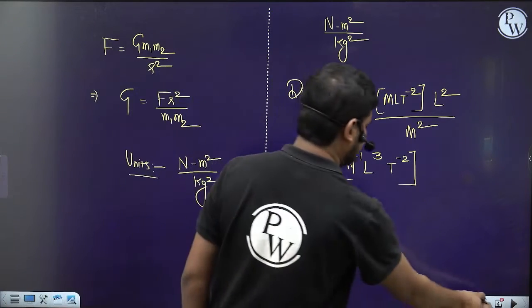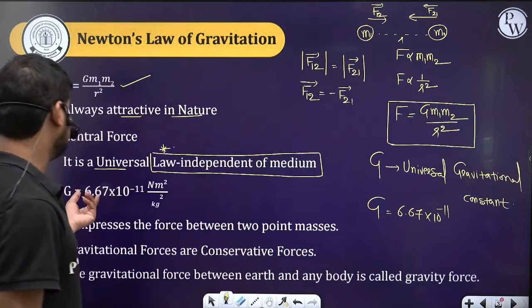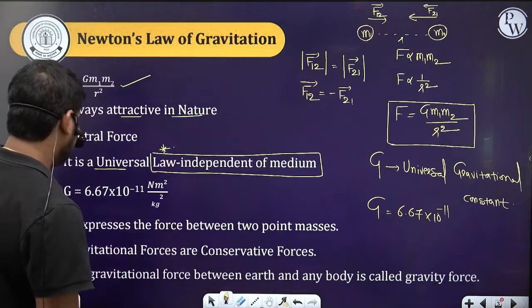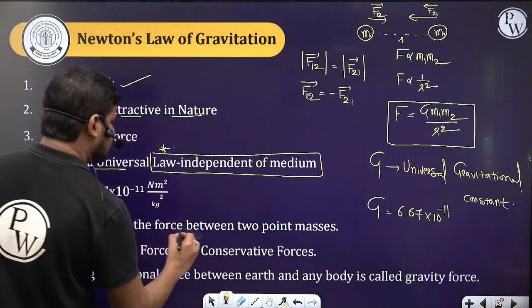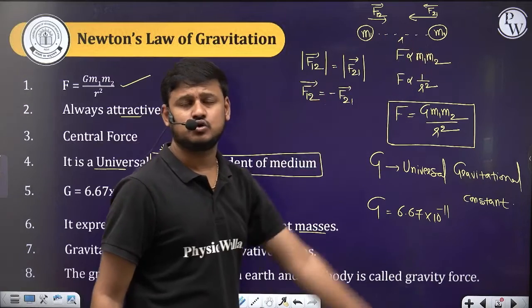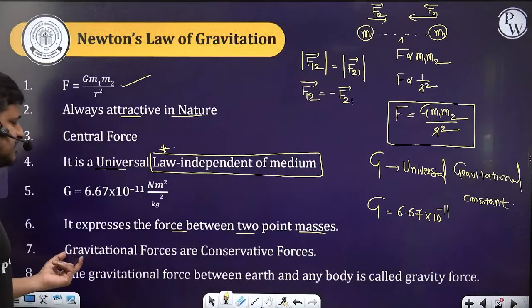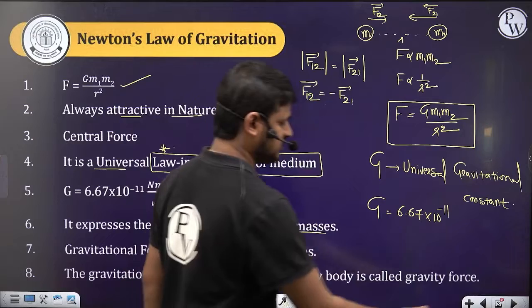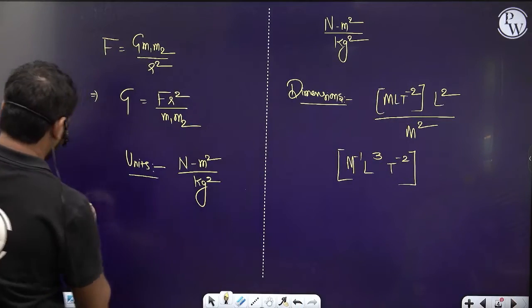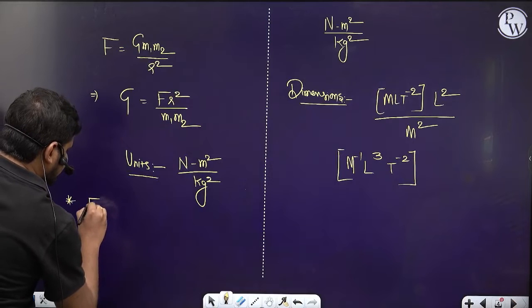Okay, clear? So that's what we wrote here. This is the value, and these are the units and dimensional formula I wrote. Next, it expresses the force between two point masses, always between two point masses. The gravitational forces are conservative forces. So let's discuss this point. The gravitational force F is a conservative force.